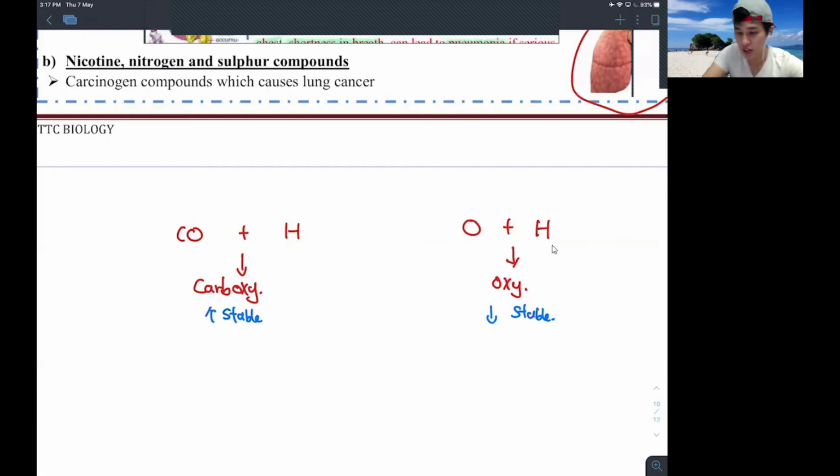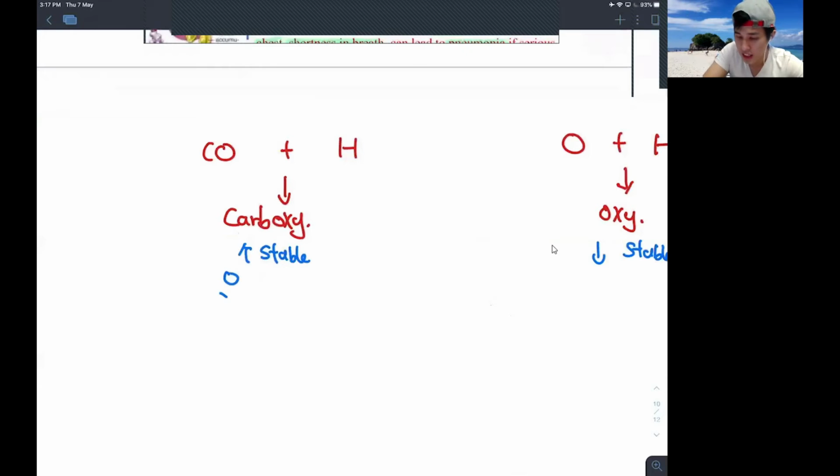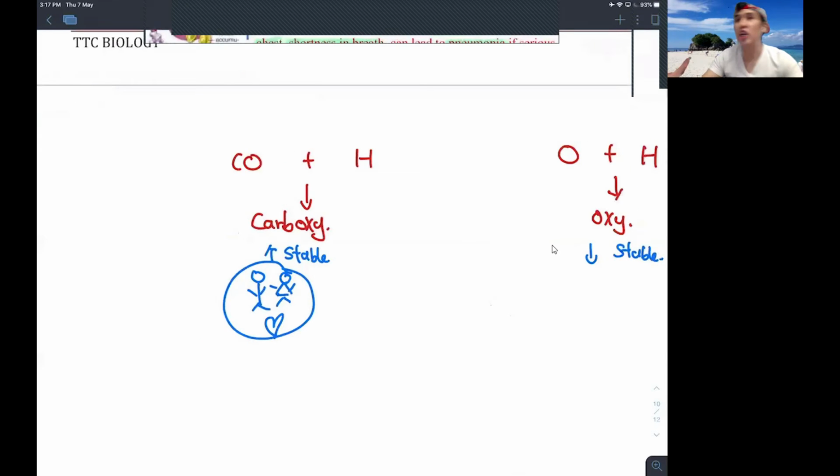Okay, so imagine carboxyhemoglobin is like a very lovely couple, they don't quarrel, always very sweet with each other. So they're very stable, they don't break up. Imagine if your body has a lot of carbon monoxide. So carbon monoxide will couple with all the girls, all the hemoglobin in your body, and since they are stable, they will not break apart, so your body will have less hemoglobin left for oxygen.